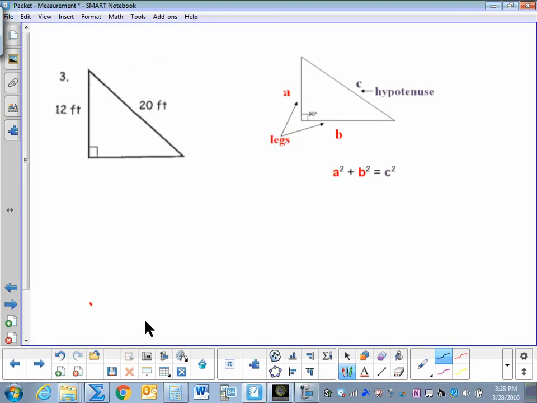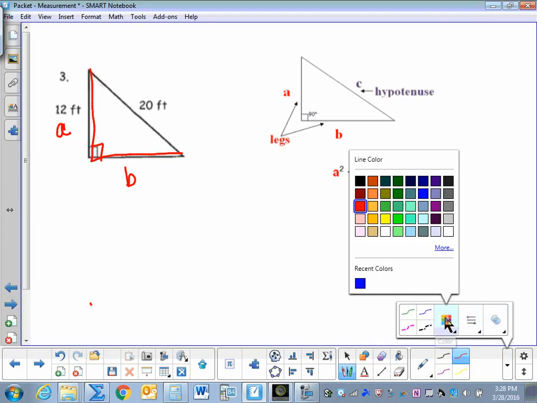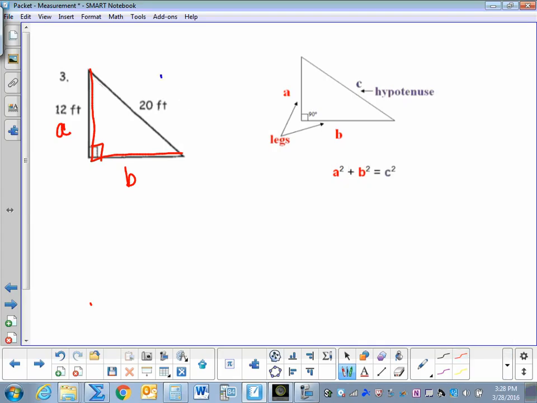Number 3, again, I have a right triangle with a missing side length. So I first want to identify my legs. These two sides are the legs because they form the right angle. So this leg I'll call A, and this leg I'll call B. And the other side is called the hypotenuse. So now that I've identified my sides, I'm going to plug it into the formula and solve for this missing side length.